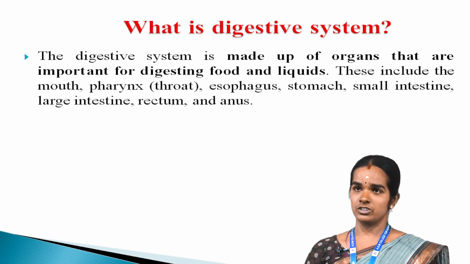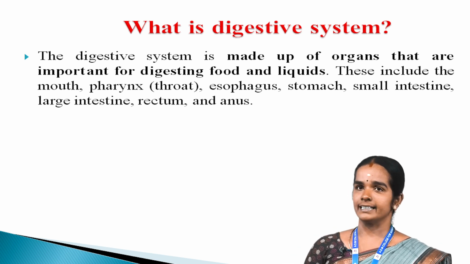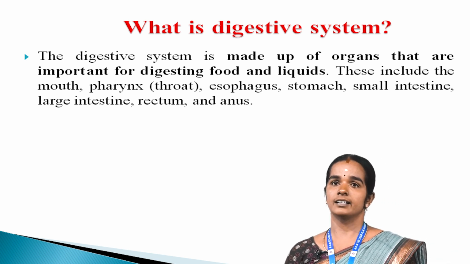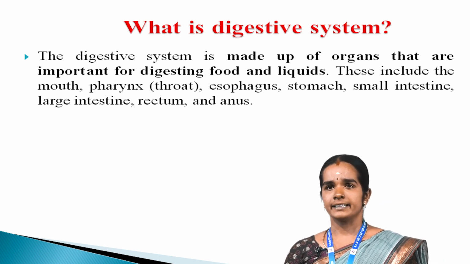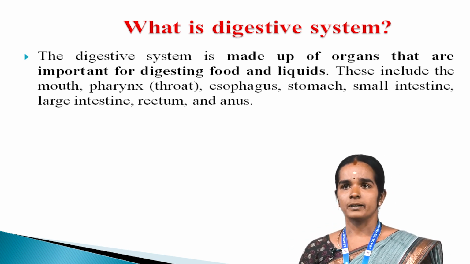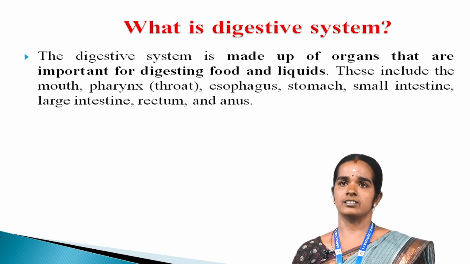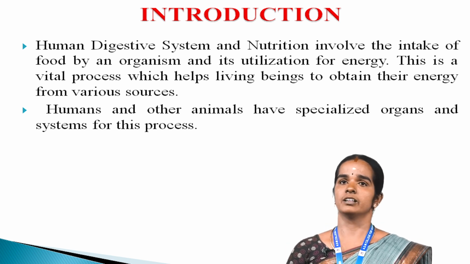What is the digestive system? The digestive system is made up of organs that are important for digesting food and liquids. These include the mouth, pancreas, esophagus, stomach, small intestine, large intestine, rectum and anus. This is also the introduction of the digestive system.